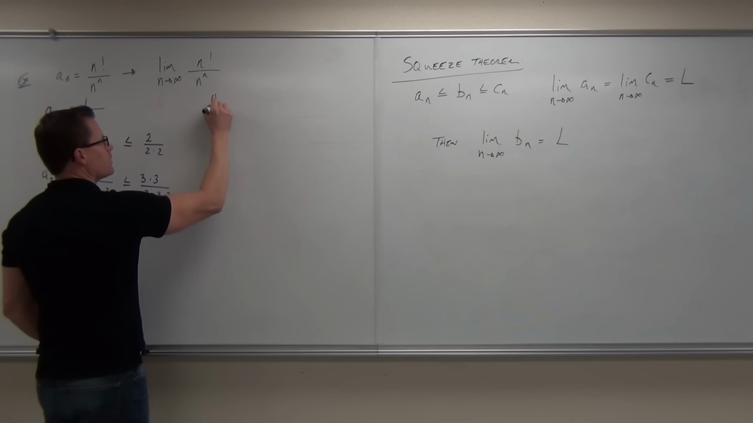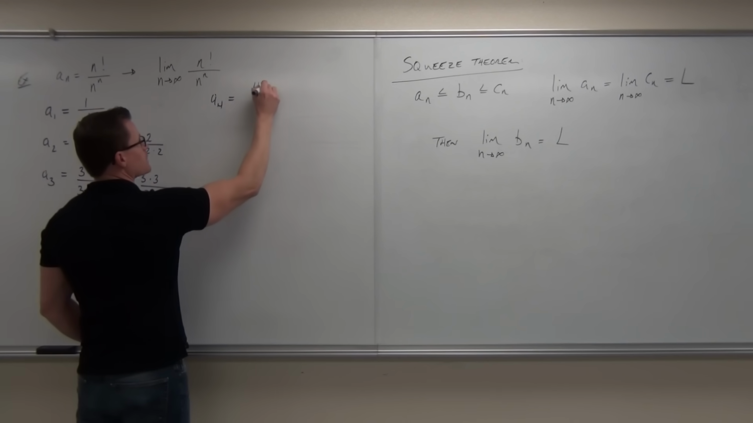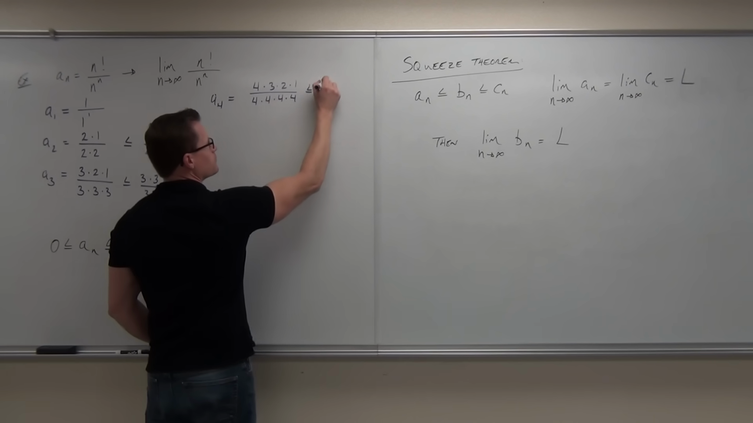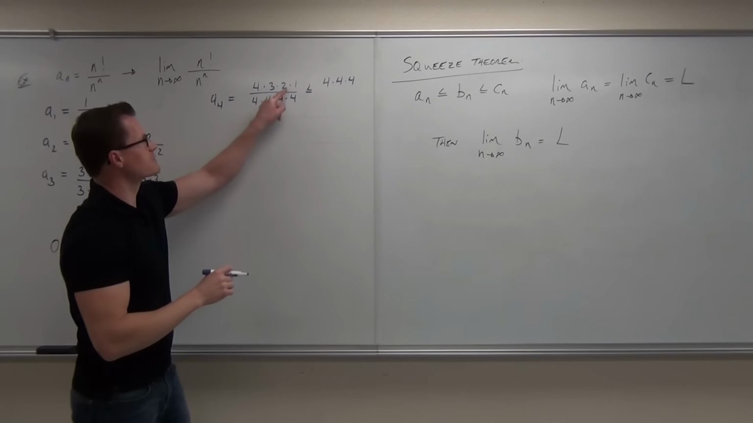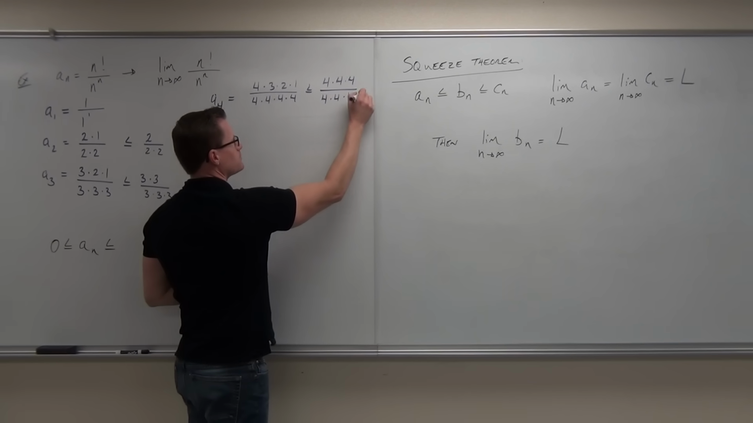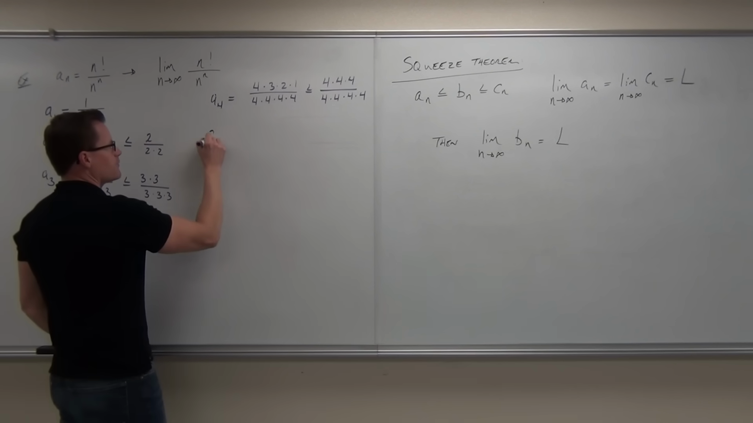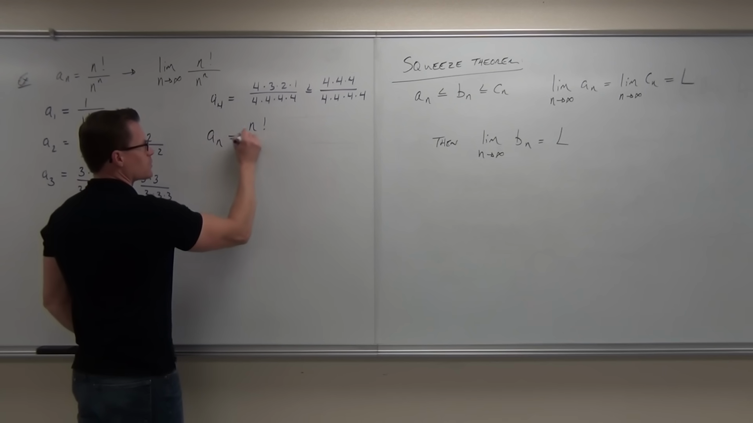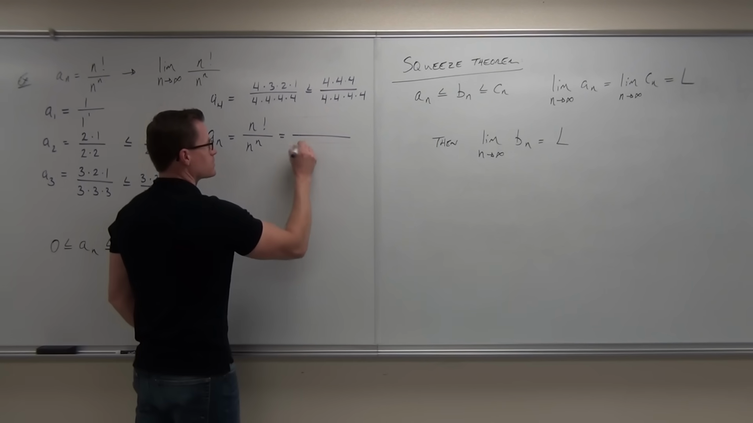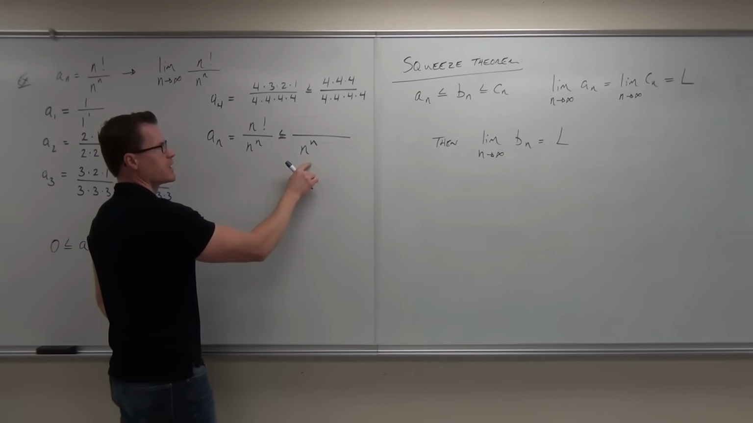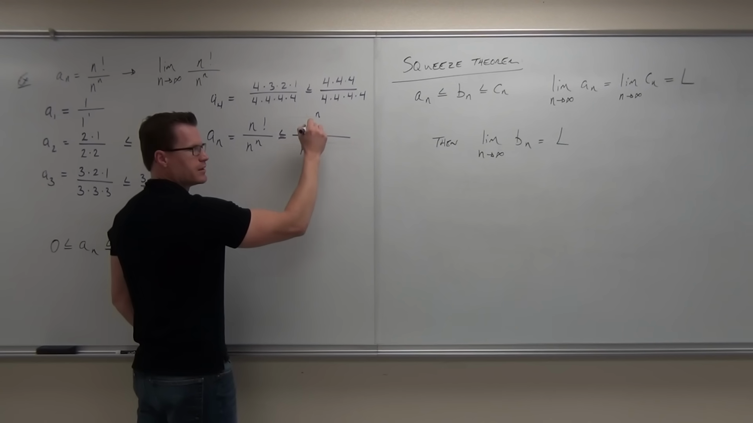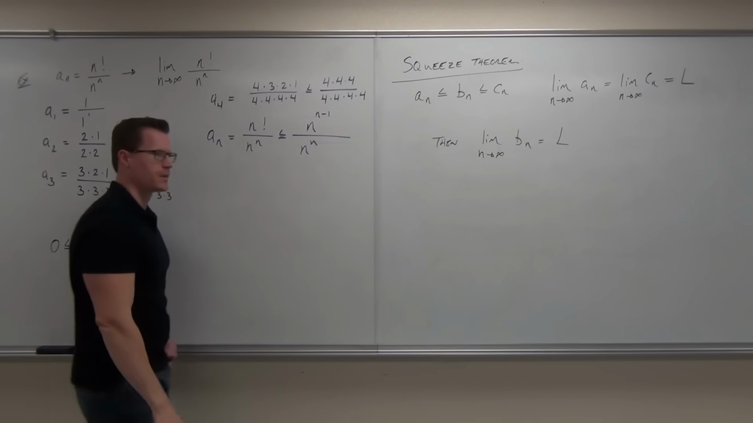You can even try it with a sub 4. A sub 4 would be 4 times 3 times 2 times 1 over 4 times 4 times 4 times 4. I know that's less than or equal to 4 times 4 times 4, but look, the last number's 1. I don't even need that, over 4 times 4 times 4 times 4. Here's what I'm trying to get you to see. a sub n would be n factorial over n to the n. What I know is that this is less than or equal to, the denominator I'm not going to change, but here's what I know about the numerator. The numerator is always going to be less than n to the n minus 1. I know that for sure.